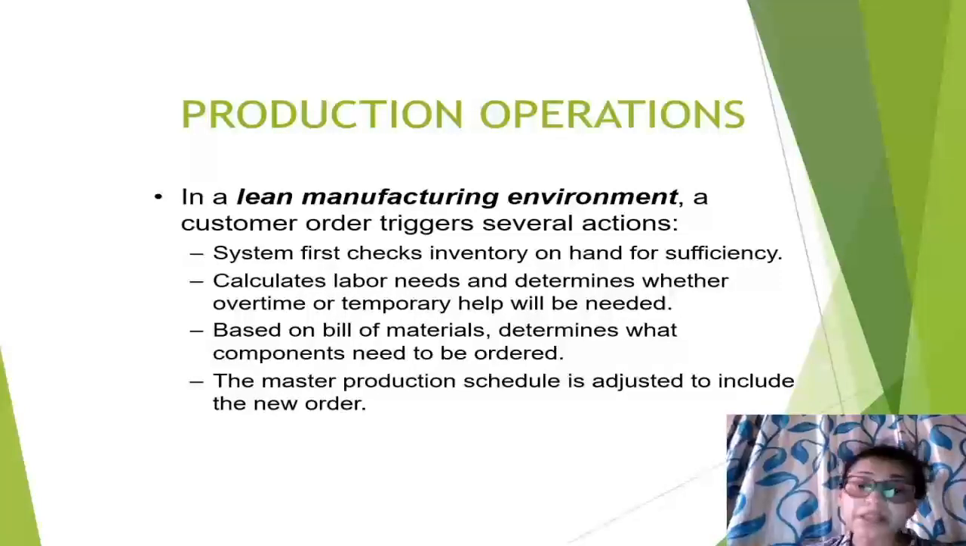Production operation means we are getting the order. Based on that order, we first need to check whether we have sufficient inventory: the raw materials, the machinery, and the labor needed to produce that product. Based on that, we go for the production. If we require labor, we will go for overtime or temporary help, like hiring labor on a contract basis, and finish the order on time.